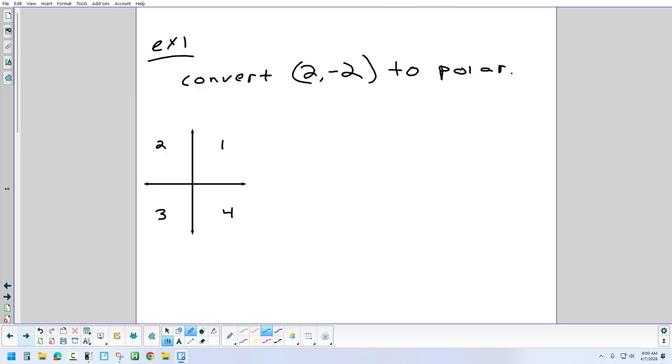Okay, so we have the point 2, -2. So we know that's rectangular because they're telling us to change it to polar. So we only have 2 options. What are these two things called? The 2 and the negative 2? Yep, that's my x and y. And now, we're trying to figure out the radius and the theta. It doesn't matter which one you do first.